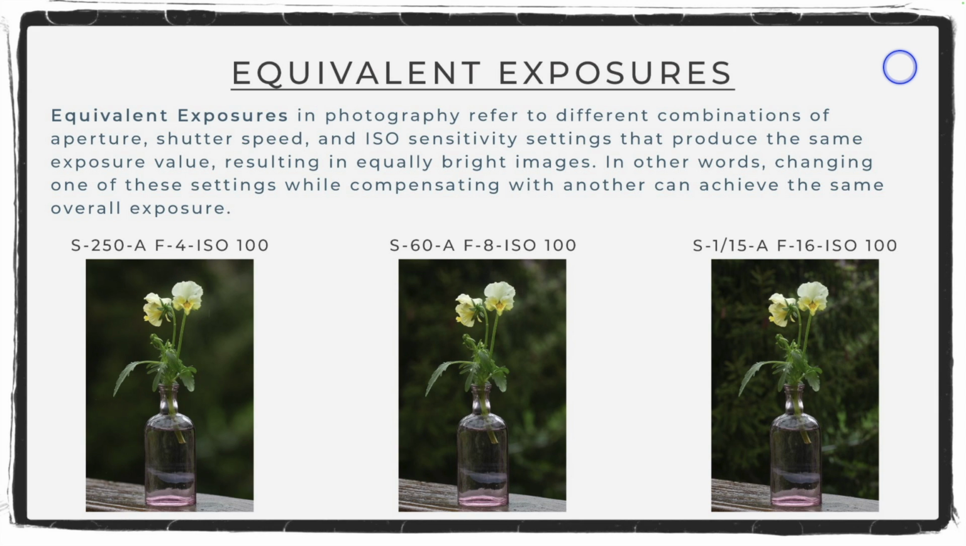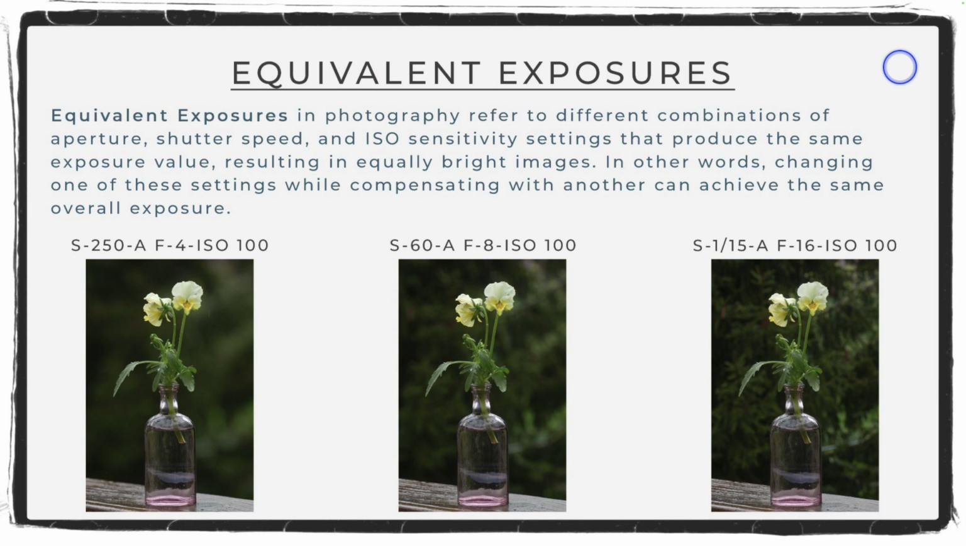What in the world is an equivalent exposure? In photography, it refers to the different combinations of aperture, shutter speed, and ISO sensitivity settings that produce the same exposure value, which means the exposure is exactly the same in all three images, but the combination of the numbers is different, resulting in equally bright images. In other words, changing one of these settings while compensating with another can achieve the same exposure.